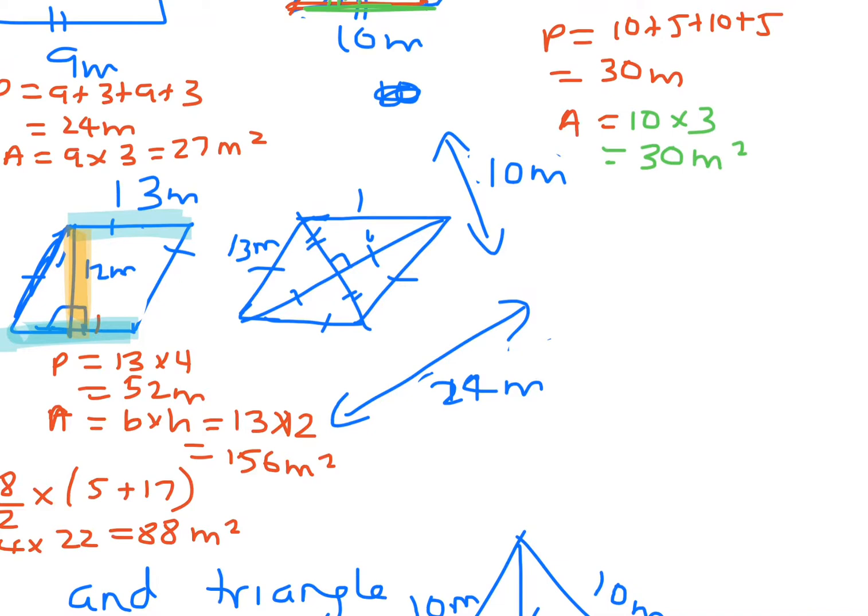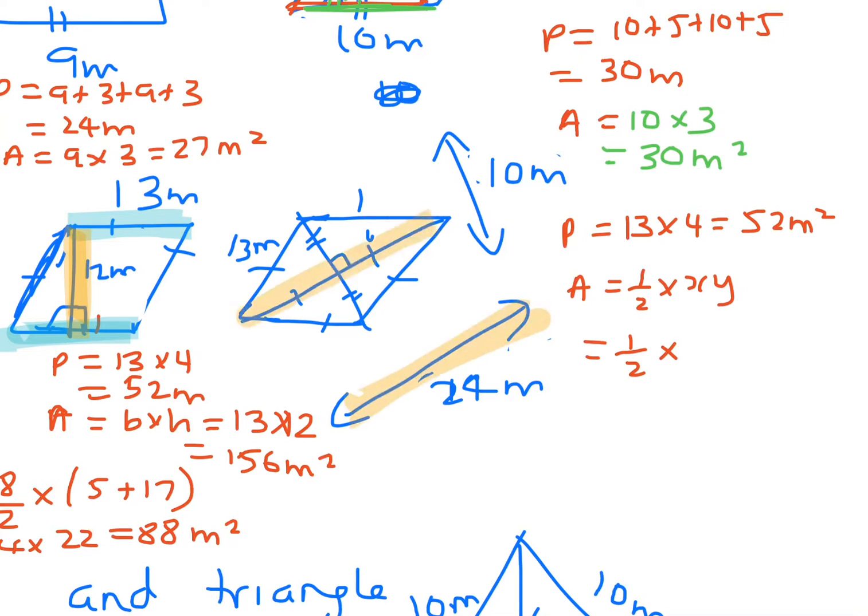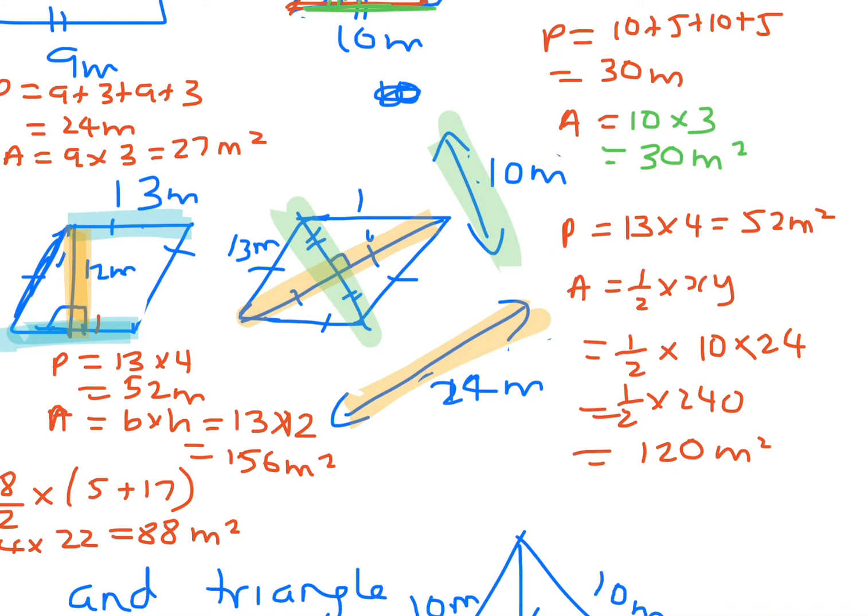Okay, so this is a rhombus with the diagonals. So with the diagonals, the area is half times xy, and the perimeter would just be 13 lots of 4, which is 52 metres. Now the x is the length of that diagonal, and the y is the length of that diagonal. So the x and the y are the diagonals, so it's 10 times 24. So that would be half of 240, and half of 240 is 120 metres squared.